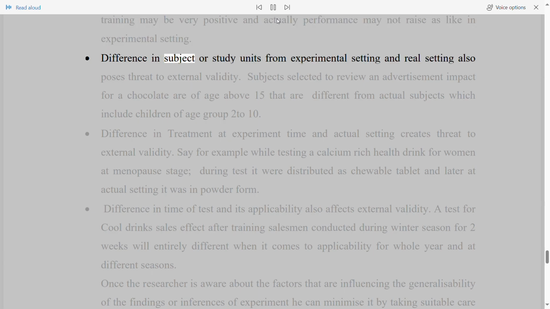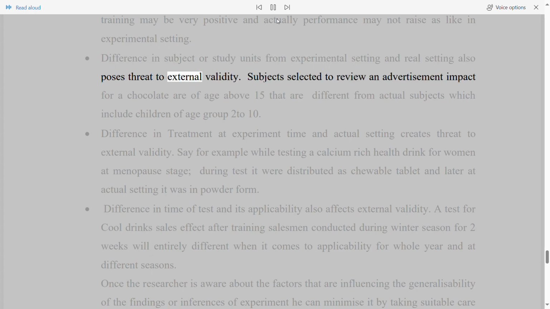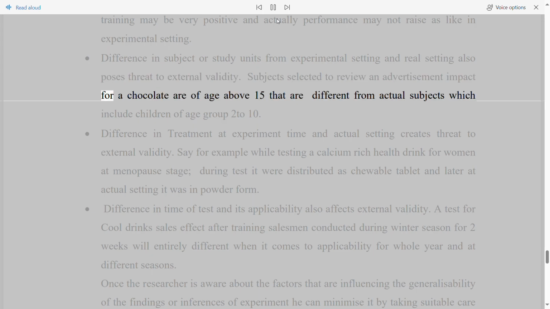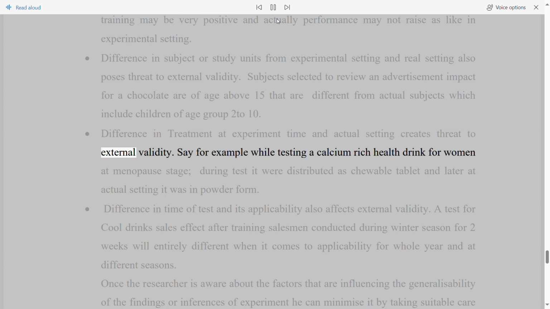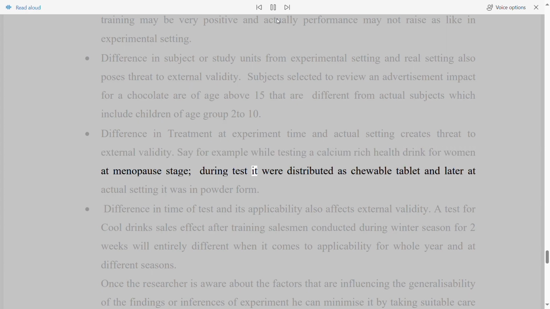Difference in subjects or study units between the experimental setting and the real setting also poses a threat to external validity. Subjects selected to review an advertisement's impact for a chocolate are of age above 15, which is different from the actual subjects, which include children of age group 2 to 10. Difference in treatment at experiment time and actual setting creates a threat to external validity. Say, for example, while testing a calcium-rich health drink for women at menopause stage, during the test it was distributed as a chewable tablet and later at actual setting it was in powder form.